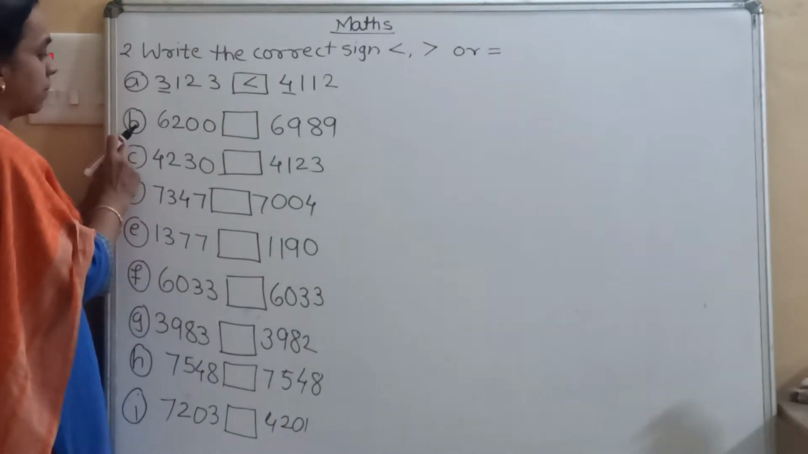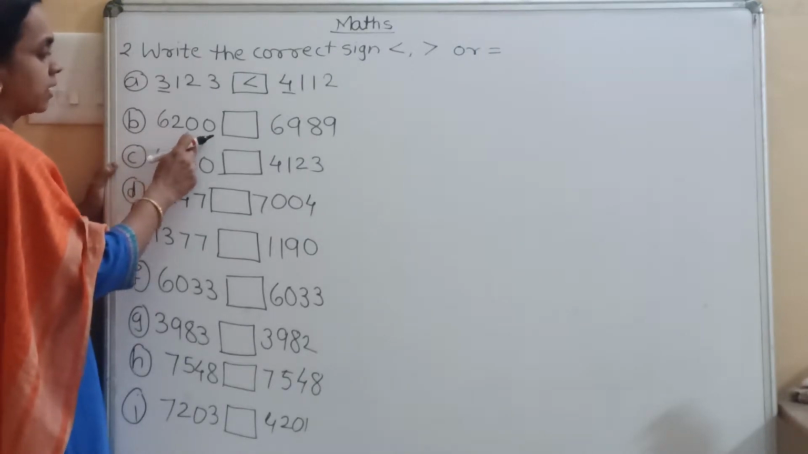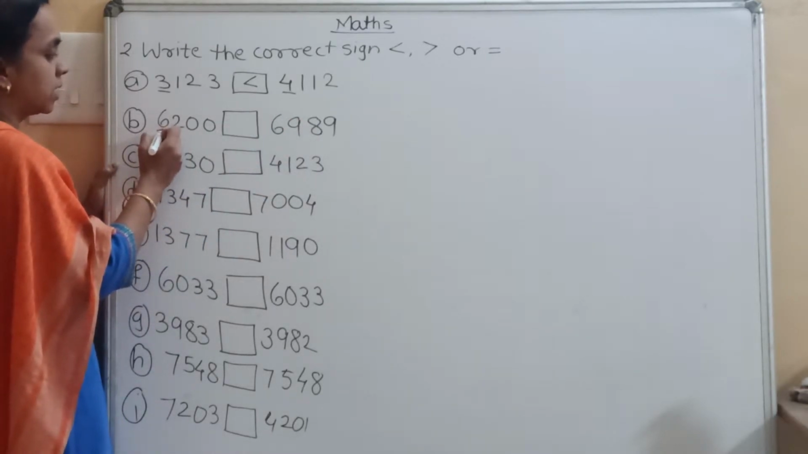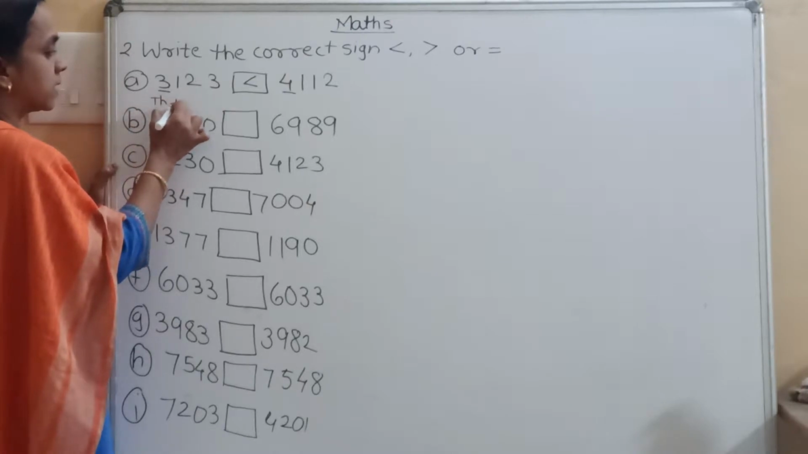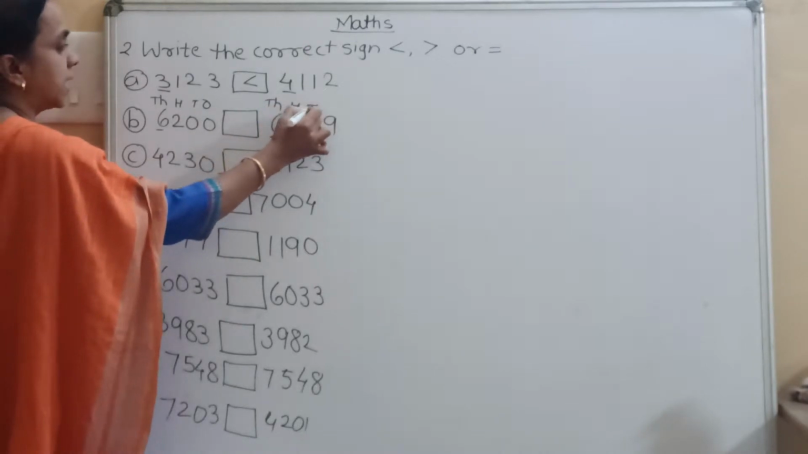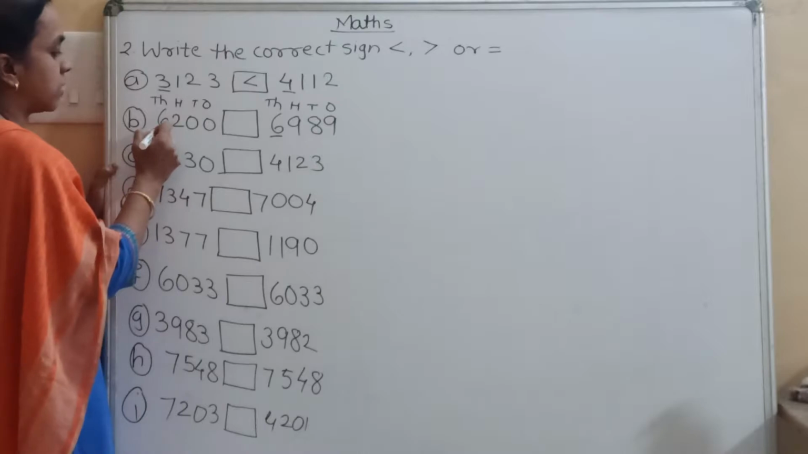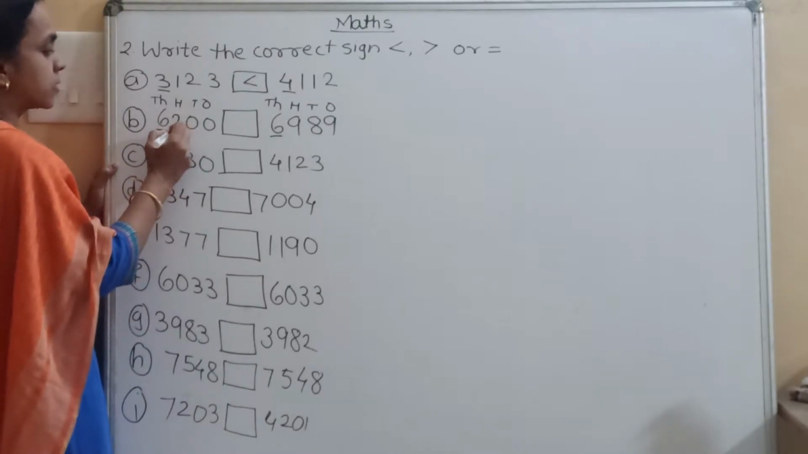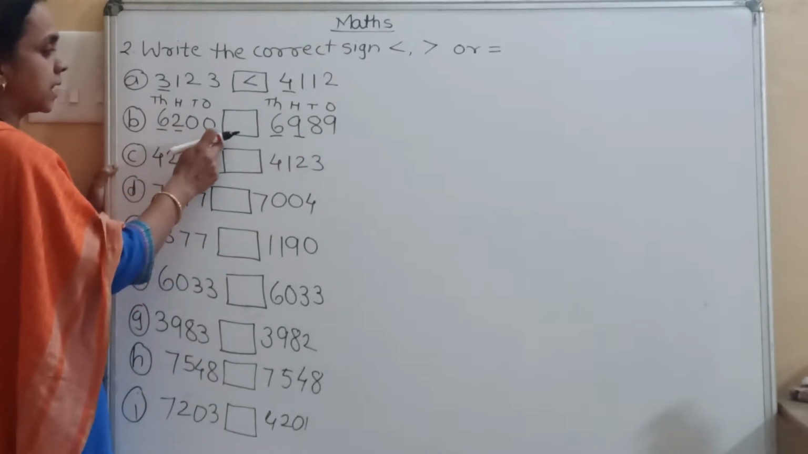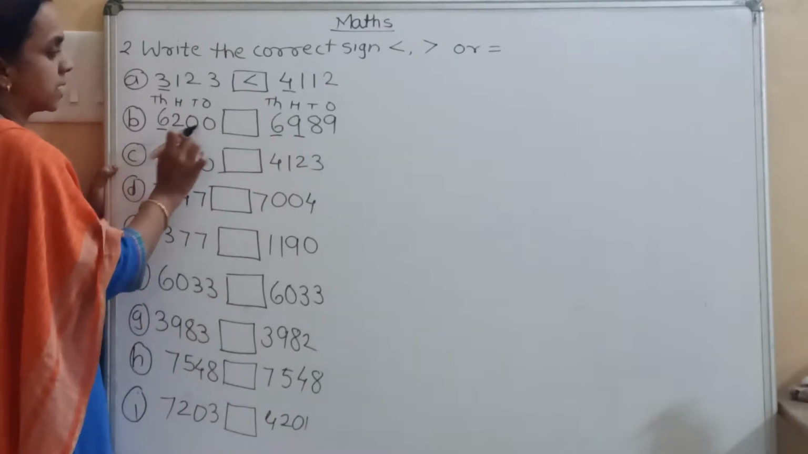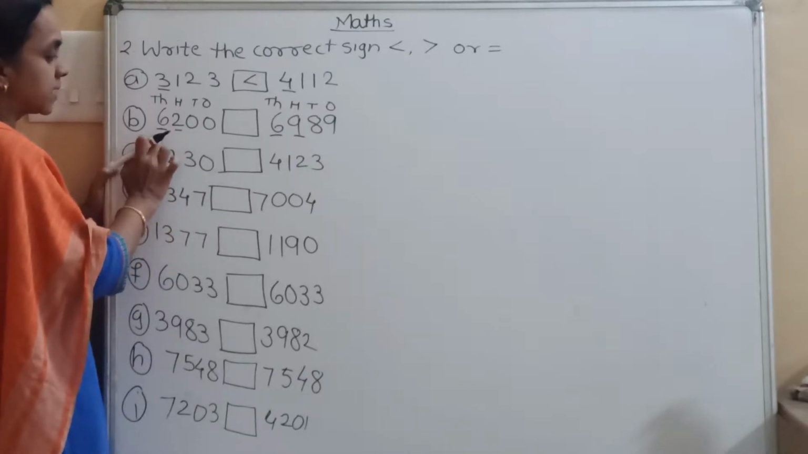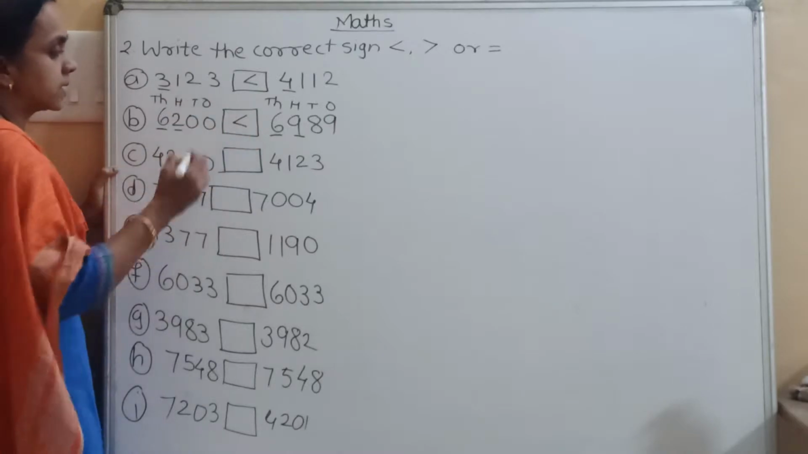Okay. Now see B question. 6200 and 6989. Now see here, 6000 in the thousands place, and here also 6000. So 6000 is common here. Now see the hundreds place: 2 is there, and in this hundreds place 9 is there. So we can easily say that 6989 is bigger than 6200. So we have to use this sign.